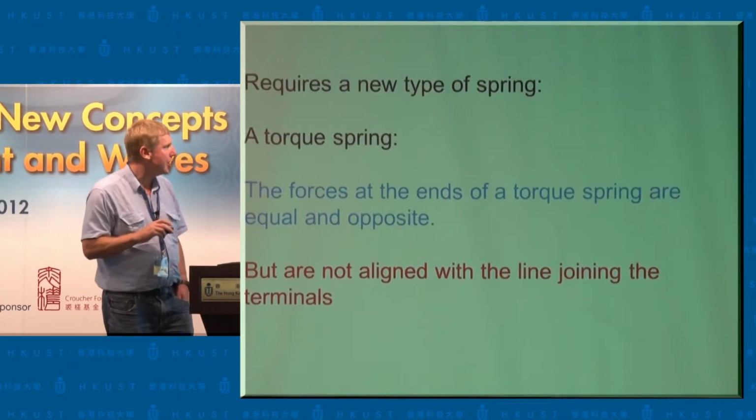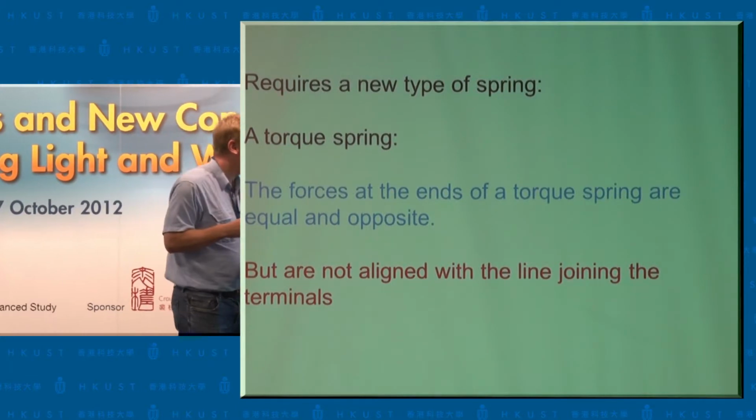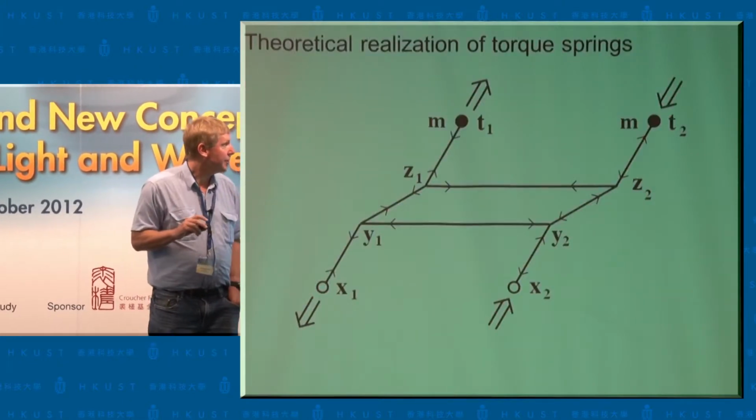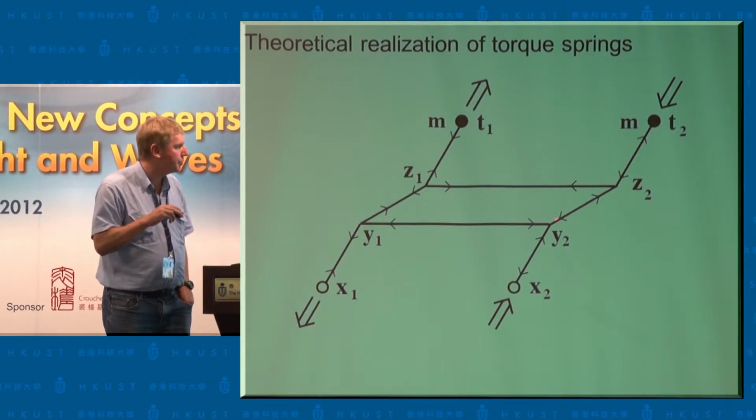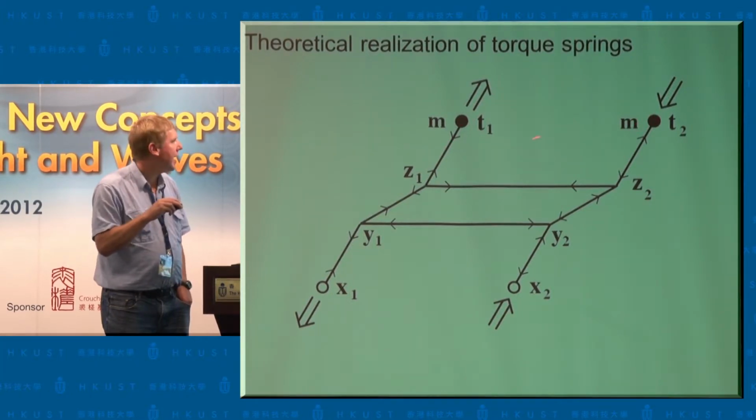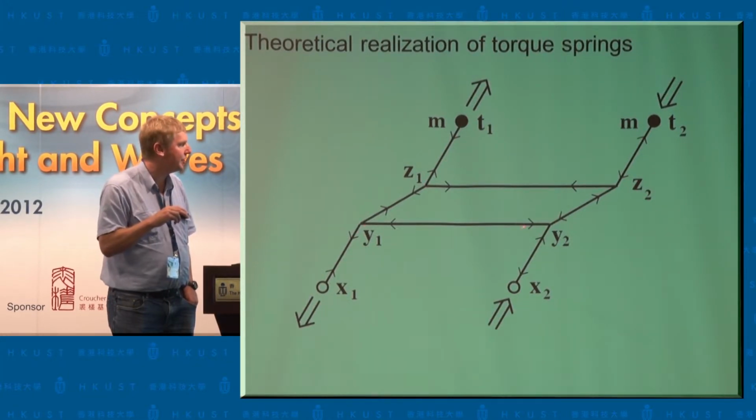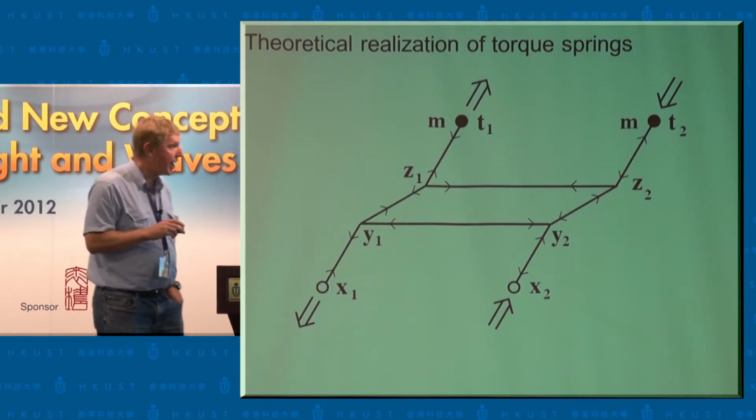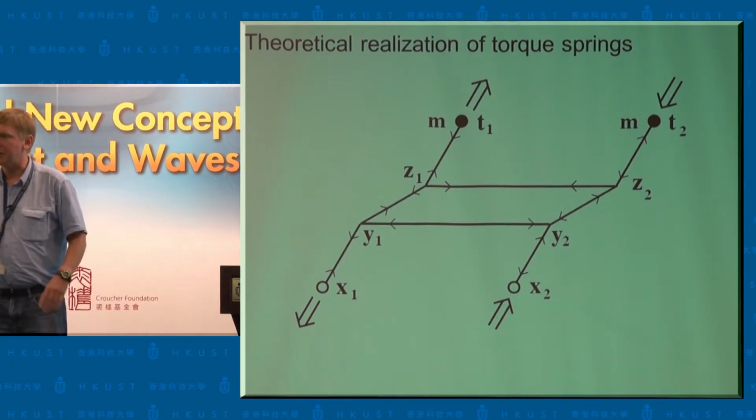And so what you need is a new type of spring, which we call a torque spring, where the forces are equal and opposite, but not aligned with the line joining the terminals. And so this is an example of a realization of a torque spring. So again, the straight lines are just springs. And here we've got a mass and another mass there. These junctions here don't actually have any mass. They're just point junctions. So this is a mathematical idealization of a torque spring. In practice, this is completely floppy, so you'd like to add some small springs and things like this to give it a little bit of rigidity.